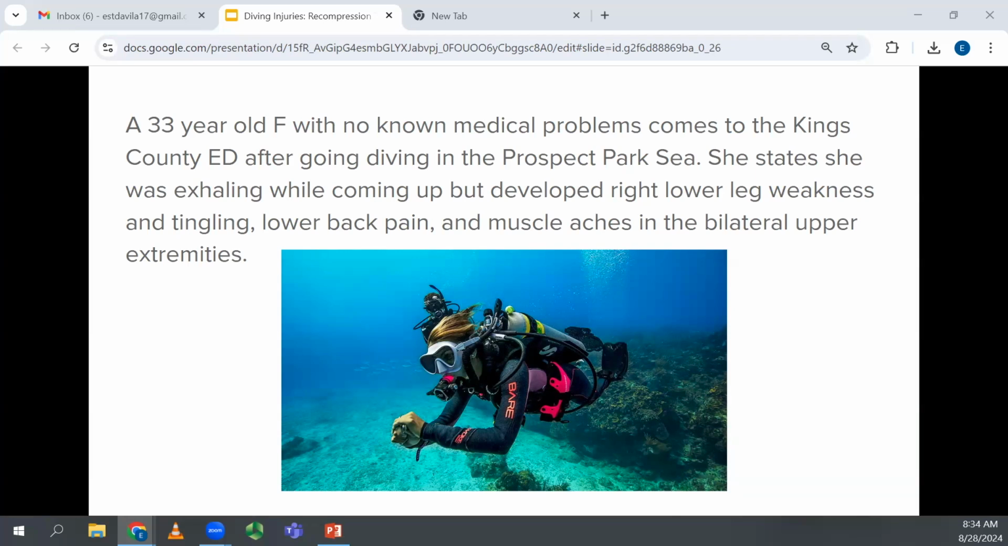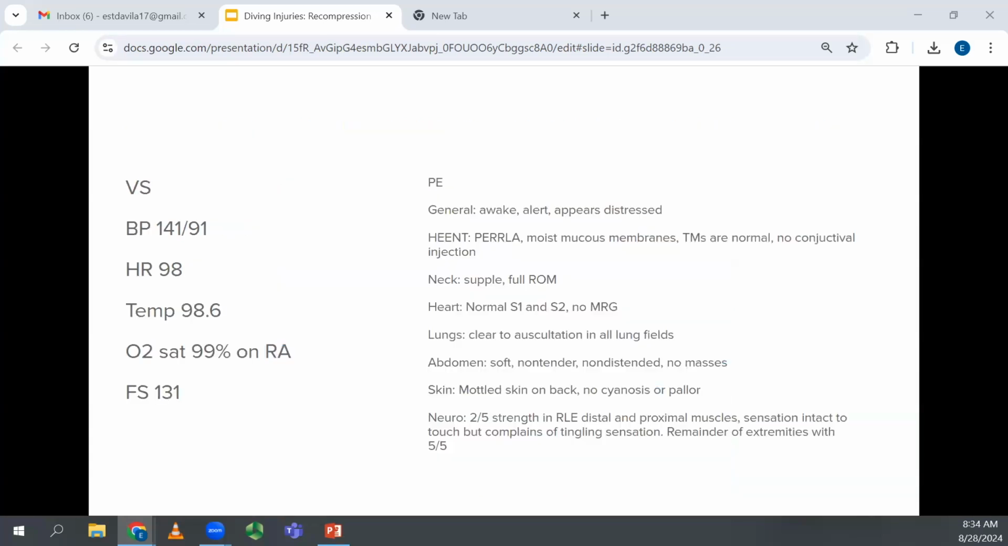Her vital signs are normal. And her physical exam, her eyes look okay. There's no conjunctival injection. Her neck is supple. Her heart is normal. Her lungs are clear. Her belly is soft and non-tender. She does have some mottling on the skin on her back. And her neuro exam, you notice some 2 out of 5 strength in her right lower extremity. She's able to feel your touching, but she says that it feels tingly. But the rest of her extremities are normal.